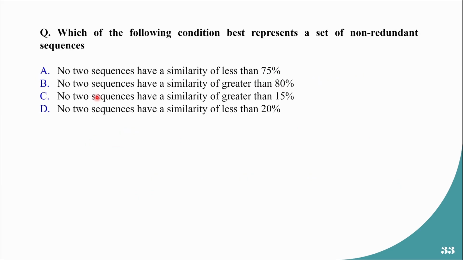If we come to the next question, let's say you are asked some sort of reasoning type of question. For the following conditions, which one represents a set of non-redundant sequences? So, the best representation for non-redundant sequences. Can somebody quickly answer in the chat? There are 4 options: the two sequences should have similarity of less than 75%, similarity of greater than 80%, no two sequences have similarity greater than 15%, or no two sequences have a similarity of less than 20%. What do you think the answer will be here?